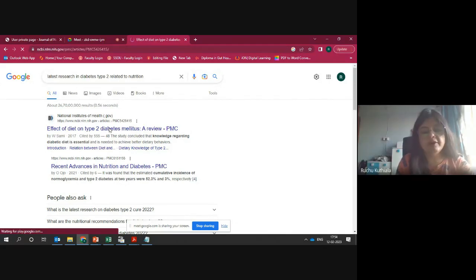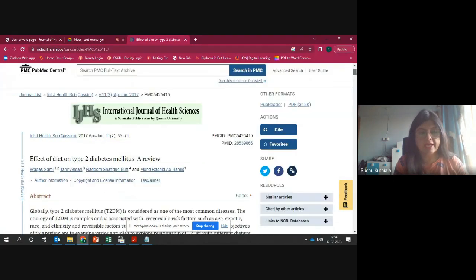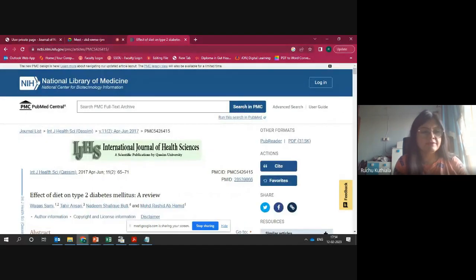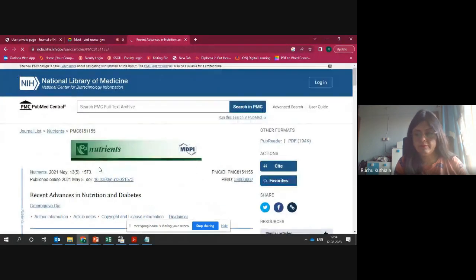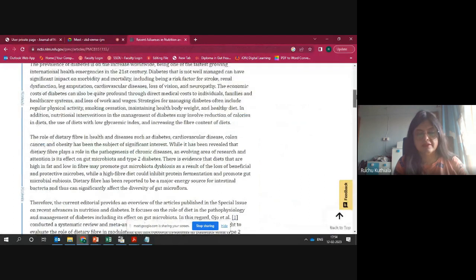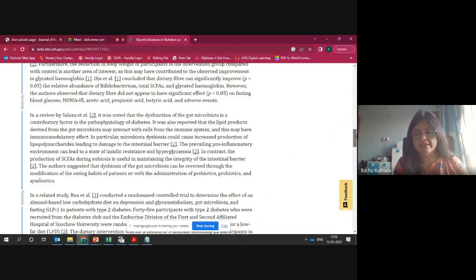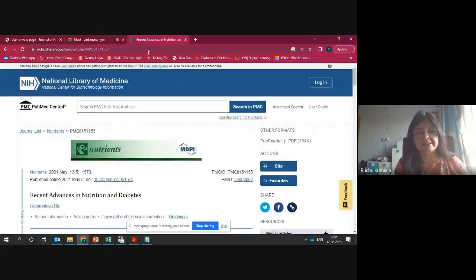Like effect of diet on type 2 diabetes mellitus, a review. This is a paper published in the International Journal of Health Sciences, and here it is written what they found regarding diabetes. Similarly, I can go back and check another research paper. Recent advances. They have done work about what is diabetes and what are the recent advances. I can read this, and this would help me decide what I exactly want to do in this.